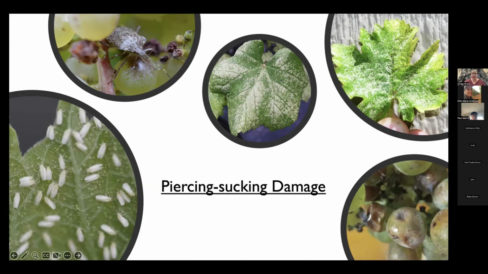And again, here's a picture of stippling, and then also stippling where you see the little black frass dots. So these little black dots are the poop of the insect, which lets you know. Leafhoppers have frass dots like this, and so do thrips. So that's something to keep in mind, that sometimes you see this together with stippling.